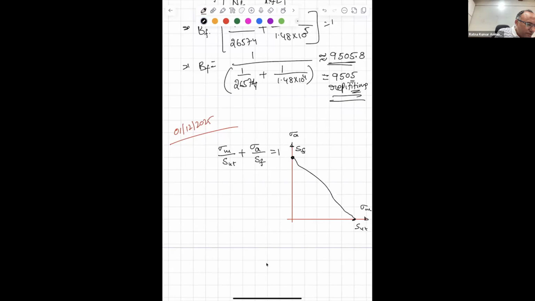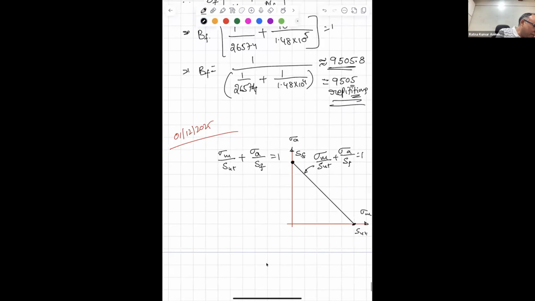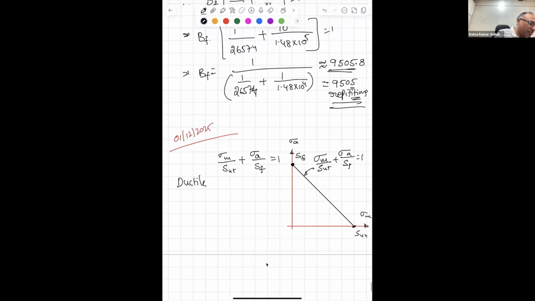Then that is my Goodman line, right? Sigma M by SUT plus sigma A by SF equal to 1. Now, for a ductile material, you don't have the effect of the fatigue stress concentration factor on the mean stress, right? Only on the SF. So, sigma M by SUT plus sigma A by SF by KF is equal to 1.